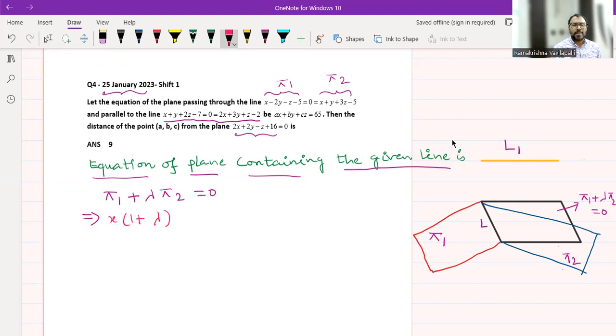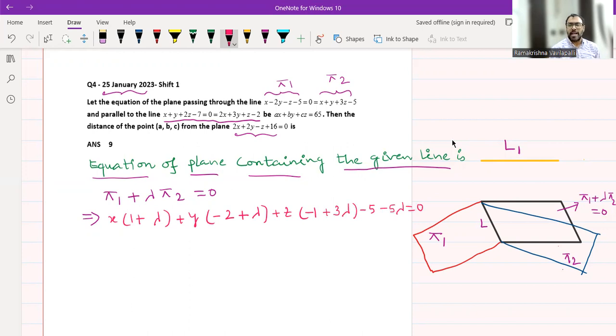Next, plus y into minus 2, the y coefficient in the first plane. In the second plane, the y coefficient is 1 into lambda. In the first plane, the z coefficient is minus 1. In the second plane, the z coefficient is 3. Observe, so 3 lambda minus 5 lambda equal to 0.